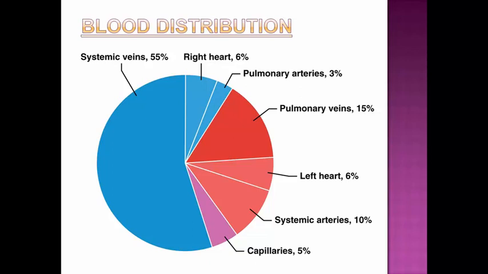So if you look at blood distribution, your systemic veins, those that are all out in the organs and the tissues, 55% of your total volume is found there, 6% in your right portion of the heart, and 3% in the pulmonary arteries. Notice your pulmonary veins. Remember, these are your oxygenated veins. 15% of the blood is there, and then 10% is in the systemic arteries. So that leaves then the capillaries on the left side of the heart with very low percentages, and the pulmonary arteries with a low percentage at 3%.